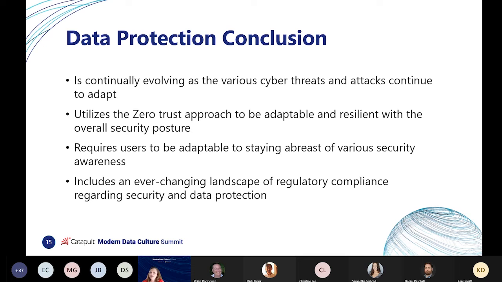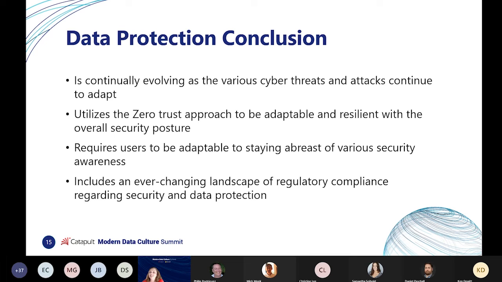So in conclusion, data protection is continually evolving as the various cyber threats and attacks continue to adapt. So we always want to make sure that we're adaptable and resilient in terms of protecting that data. No one wants to hit the front pages of any given media outlet or have it go viral that there's some horrific data breach. So there's a lot of different actions we're continually engaged in, definitely utilizing zero trust to keep us adaptable and resilient with our overall security posture.